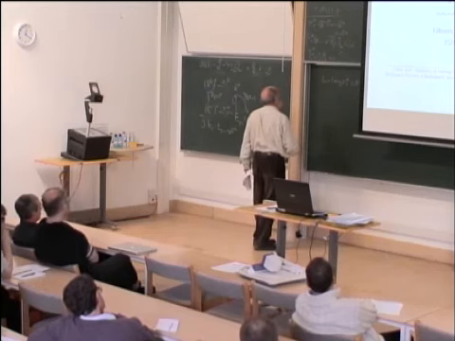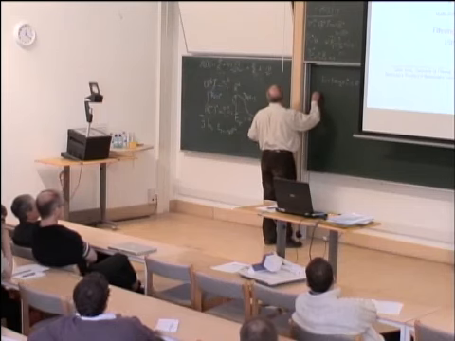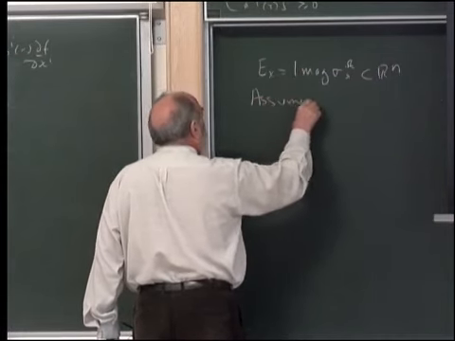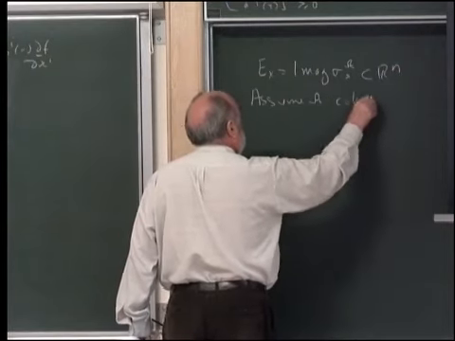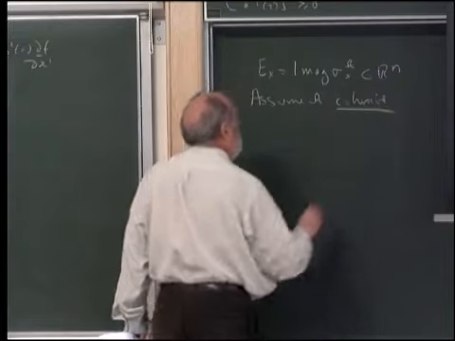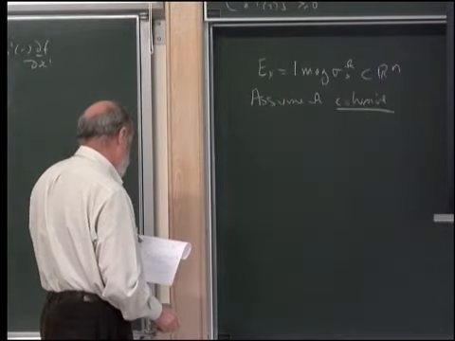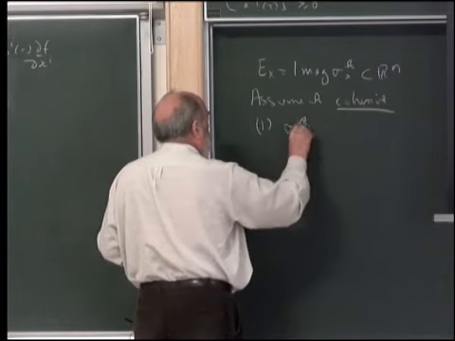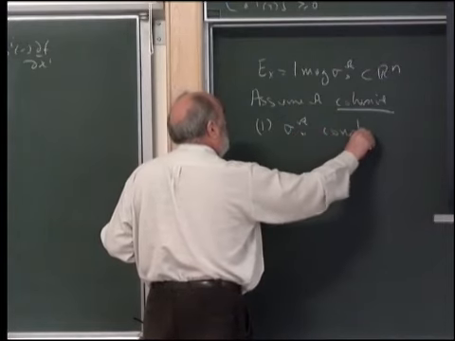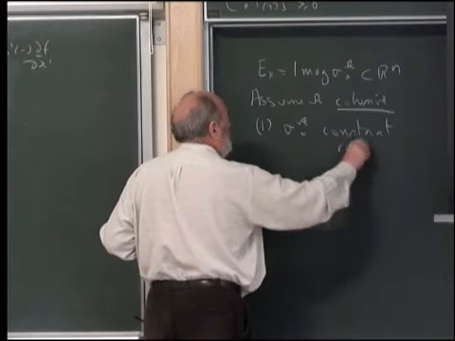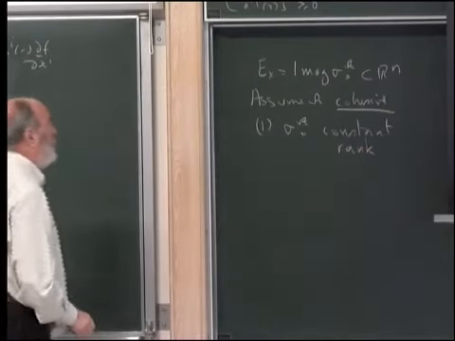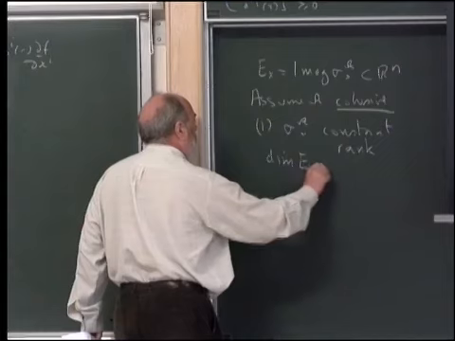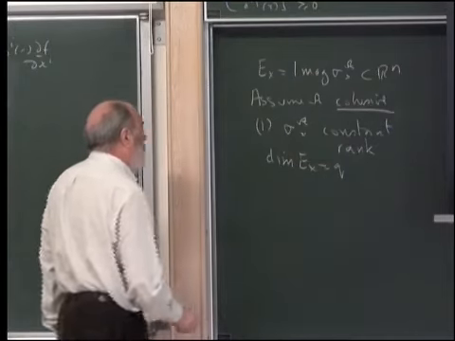What I want to do in order to get further, because I want everything to be smooth, is to assume that A is cohesive. This would be implied by ellipticity of A, but it means that sigma_A(x) has constant rank. So in other words, E of x has constant dimension, for all x, say.